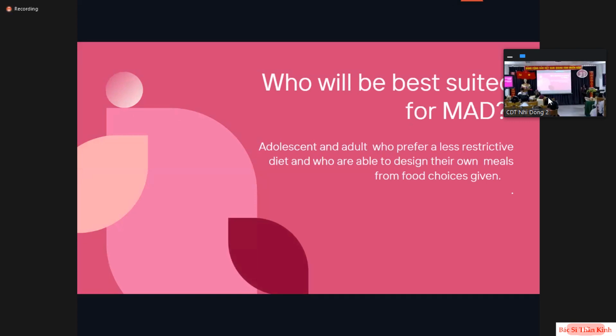So who will be best suited for the modified Atkins? I think adolescents and adults who prefer a less restrictive diet, and also those who are able to read labels, who are able to design their own meals from food choices given.